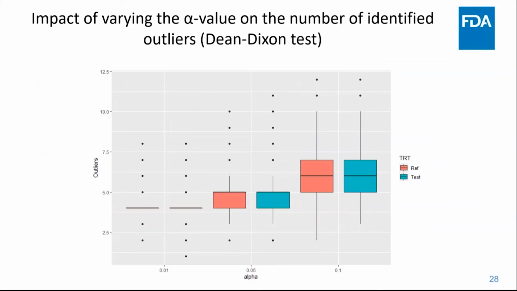Other questions that arise are, for example, what is the impact of varying the alpha value, the significance level, on the number of identified outliers using a fixed test, here the Dean-Dixon test. So, of course, we expect the number of identified outliers to vary when we vary the alpha value. Here, for example, we have examined 3 different alpha values, 1%, 5%, and 10%, for each of the reference and test formulations, and in every case using the Dean-Dixon test. And we see that, of course, when we have 1% alpha, we have more outliers than when we have 10% alpha.